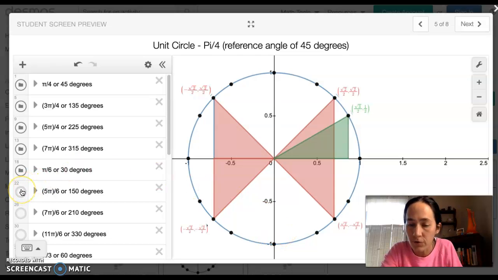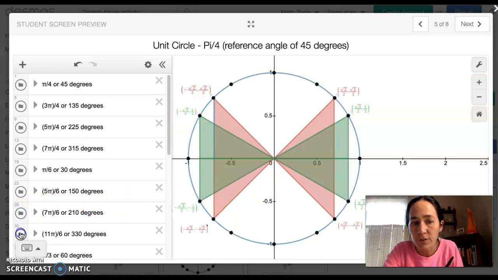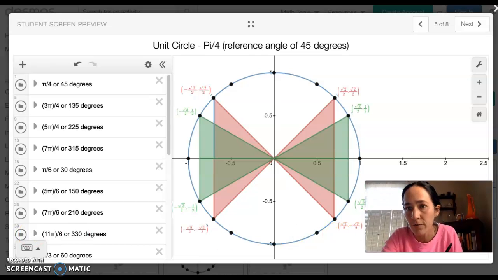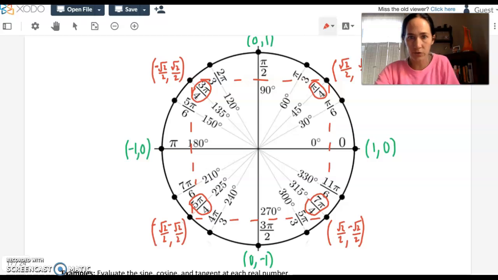Watch this transfer over. If I go to 5 pi over 6, which has a pi over 6 reference angle, but it's in quadrant 2, I get the same coordinates with the x being negative. You'll see something very similar for 7 pi over 6 and for 11 pi over 6, moving myself out of the way here, with the square root of 3 over 2 coming first and the 1/2 being your y coordinate. Let's try to fill that into the unit circle.